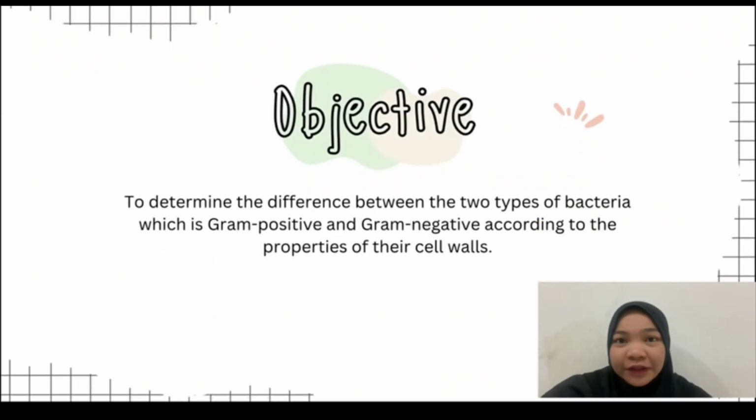The objective is to determine the difference between the two types of bacteria, which are gram-positive and gram-negative, according to the properties of their cell wall.